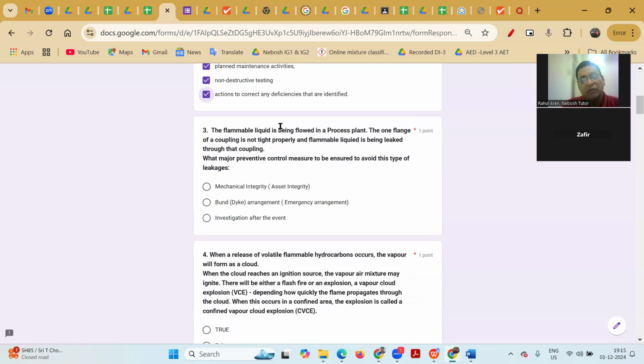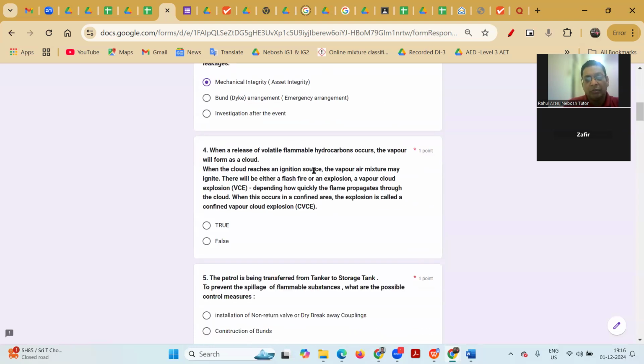A flammable liquid is flowing in a process plant. One flange of a coupling is not tightened properly and flammable liquid is leaking through that coupling. What major preventive control measures should be ensured to avoid this type of leakage? We need mechanical integrity for the coupling, or a bund or dike arrangement, or emergency arrangements, or investigation after the event. Since one flange of a coupling is not tight, it is a mechanical part, so we need to cover mechanical integrity.